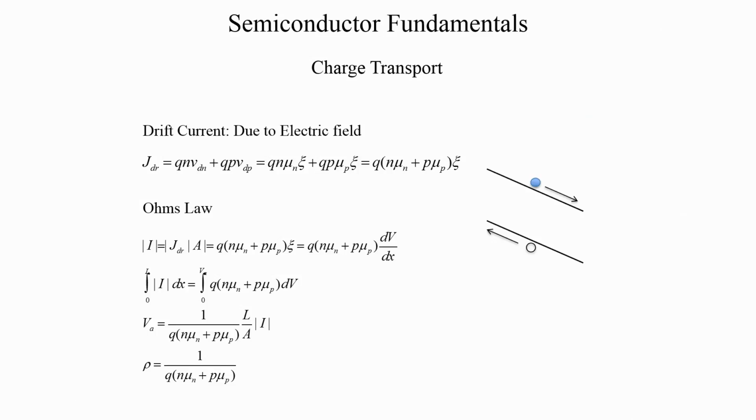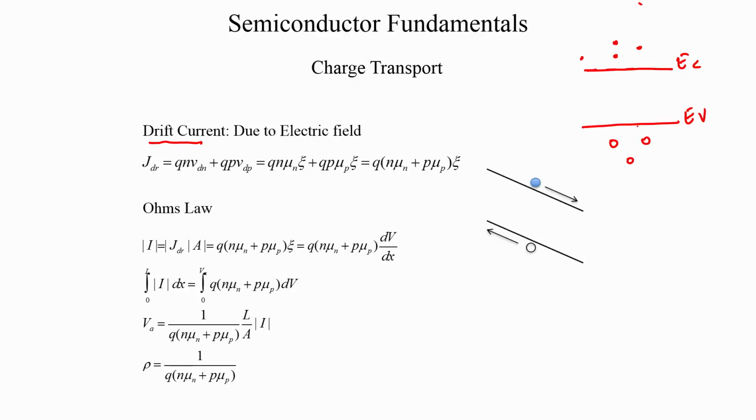So, first let us look at the drift current. Now, what does drift current mean? Drift current simply means that your electrons and holes are moving through the semiconductor because of the presence of an electric field. So, you have a semiconductor, you have your conduction band, you have your valence band, and you have free electrons, basically the electrons in the conduction band, and you have holes in the valence band.